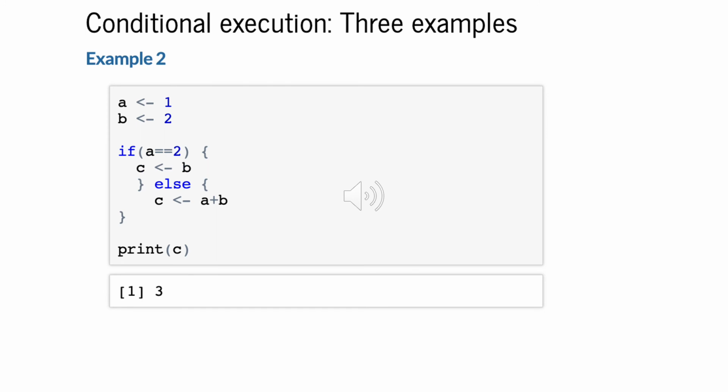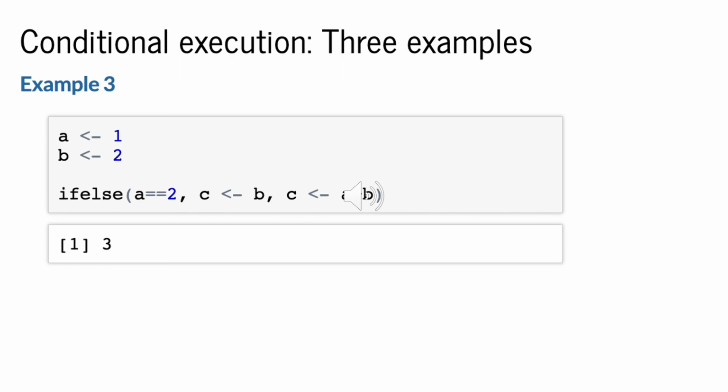In this related example, we use if and else. First we ask, if A equals 2, then set C to be equal to B. Else, if that's not true, set C to be equal to A plus B. Well, because A doesn't equal 2, we actually go down to that later part of the expression where C is set to A plus B, so that when we print C, it takes the value 3.